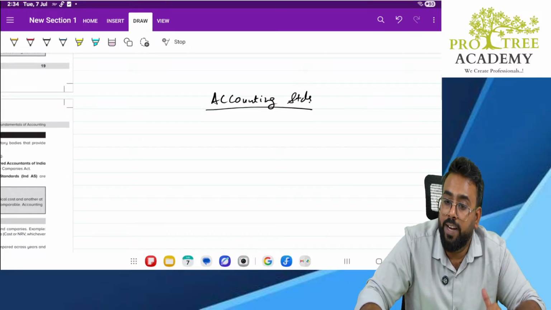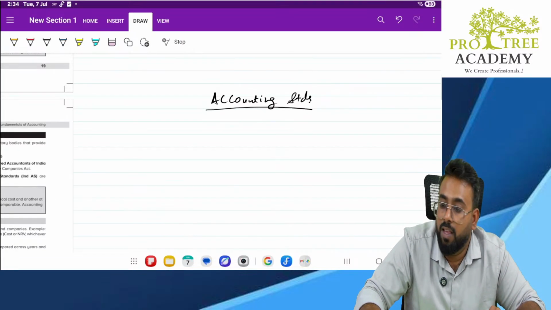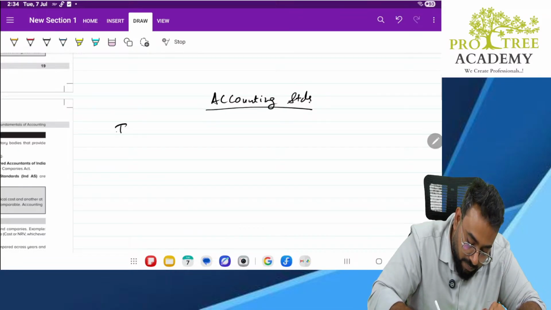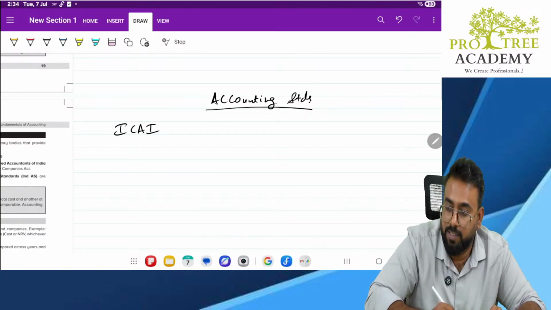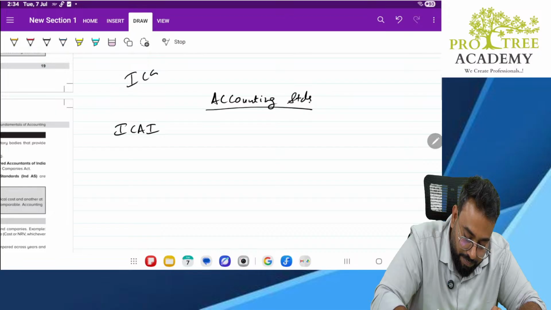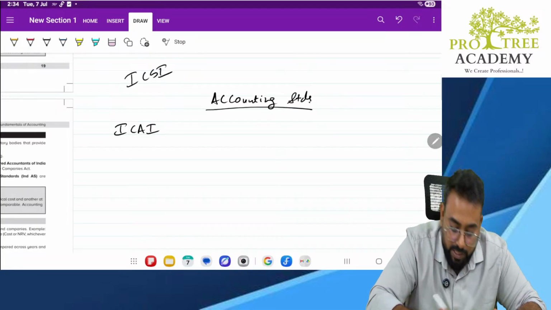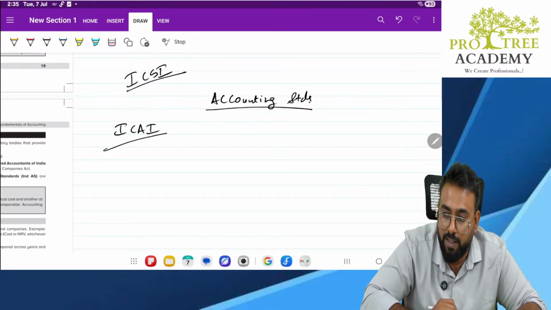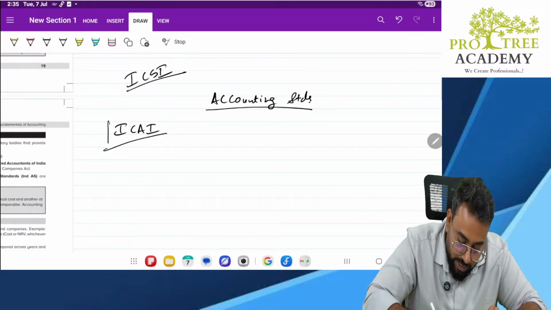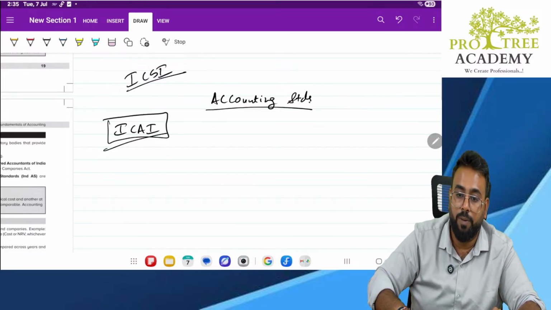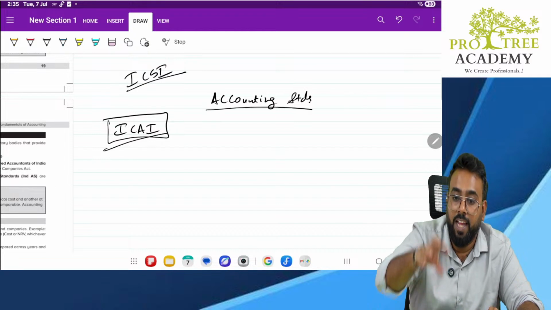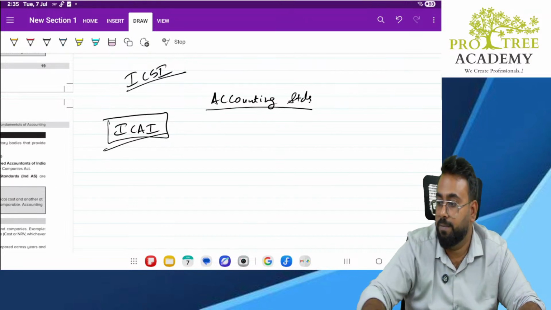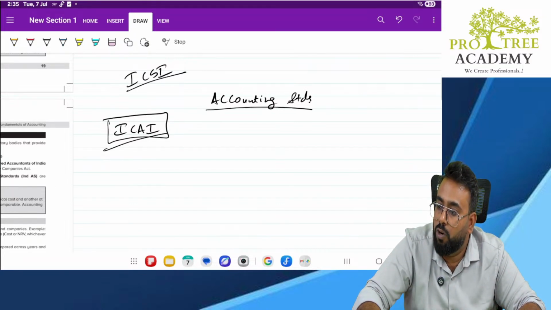Now, sir, who made these accounting standards? There is a body called ICAI. Just like there is the Institute of Company Secretaries of India, this is the Institute of Chartered Accountants of India. Now, what ICAI will do is first find out the areas in which rules are to be made. Sir, what do you mean by that?